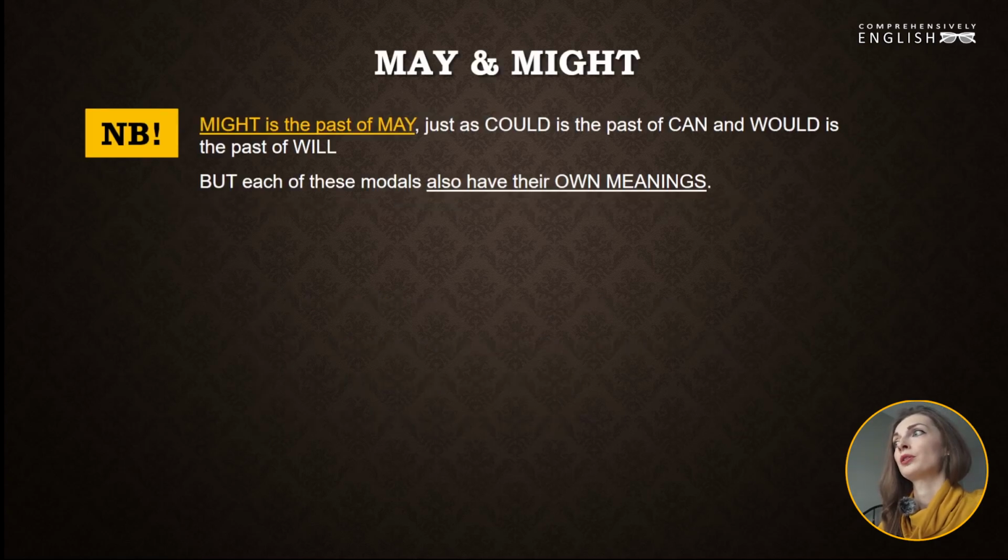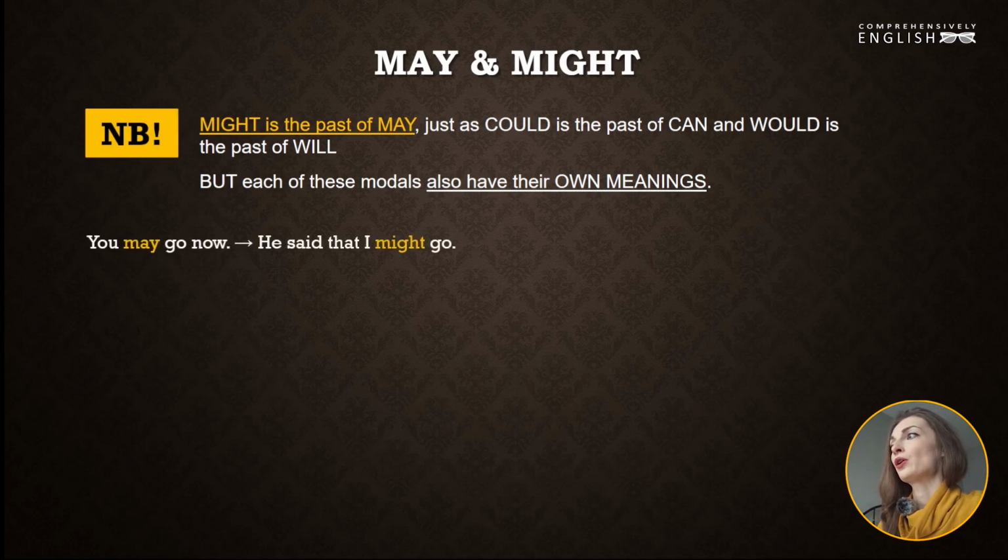Please remember, nota bene, might is the past of may, just as could is the past of can, and would is the past of will, but each of these modals has its own meanings. That's why it's better to learn them separately, not to learn might as the past form of may, because they will not coincide in all their meanings as we have just seen. We saw that may can express a wish, for example, and might is not used in that meaning.